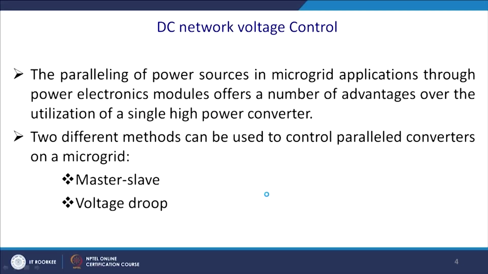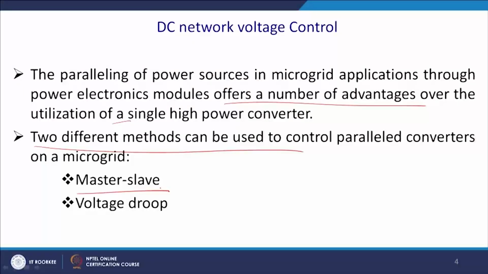The paralleling of power sources in microgrid applications through power electronics modules offers a number of advantages. We have said several times in the introductory classes that one can have a number of converters rather than the utilization of a single high power converter. If you have multiple converters, then your topology will be different. Generally, depending on the topology, you choose the DC to DC converter or isolated DC to DC converters.